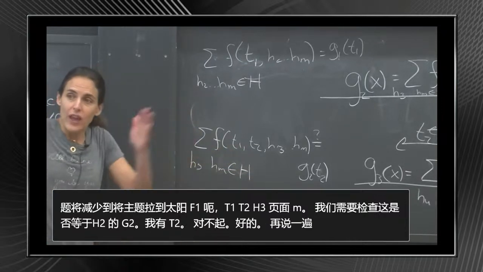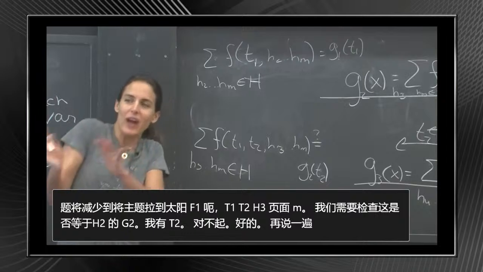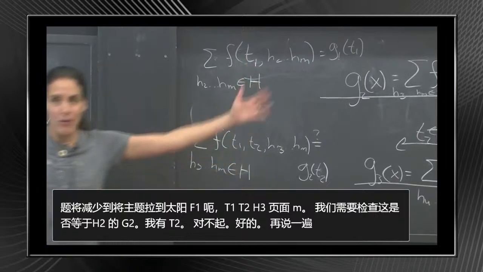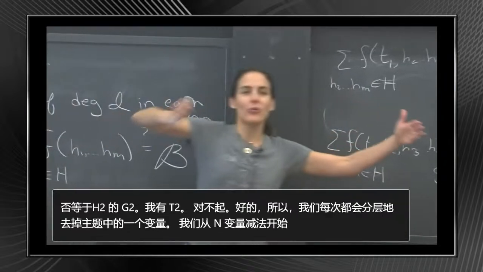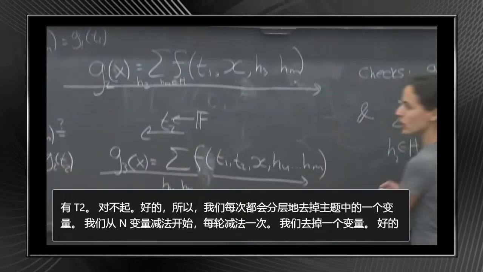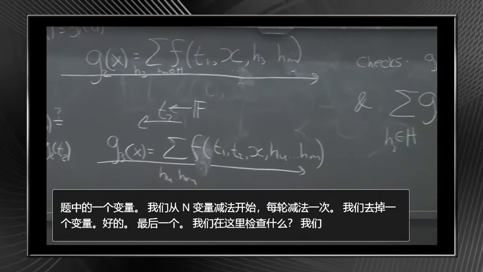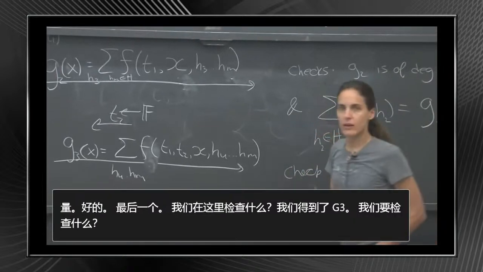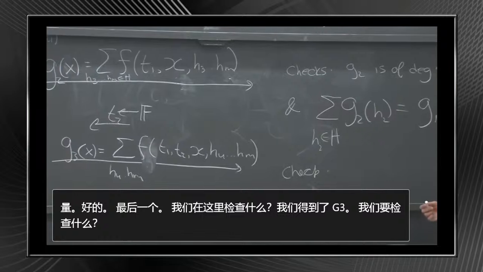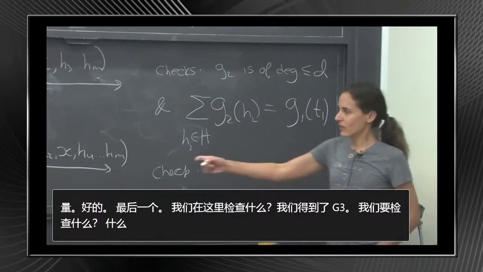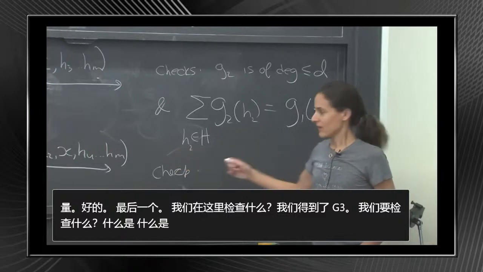Okay, so again, each time we get rid of one variable in the sum check. We start with an m-variate sum check, and each round we get rid of one variable. Okay, last one, what do we check here? We got G3, what do we check?